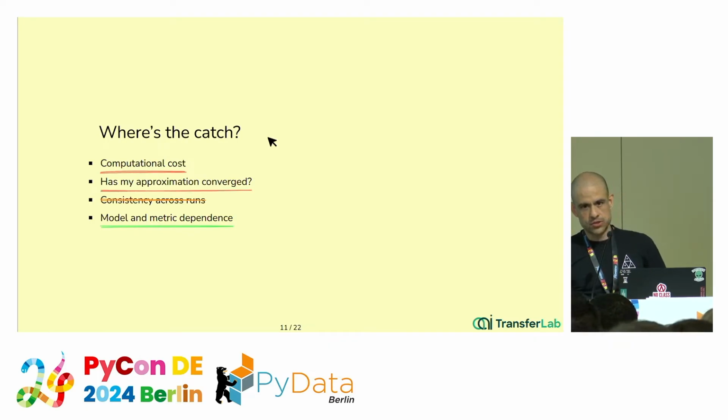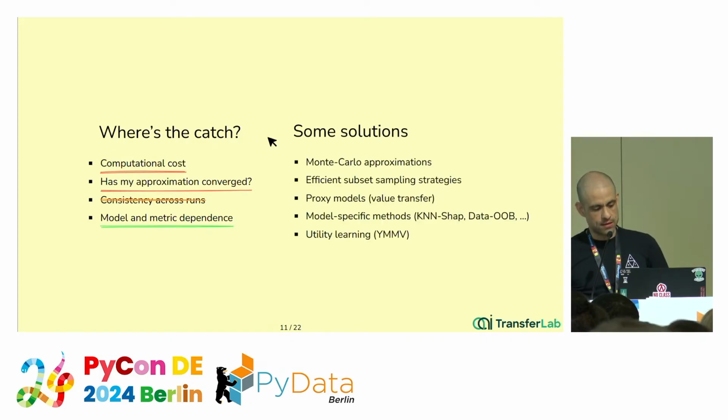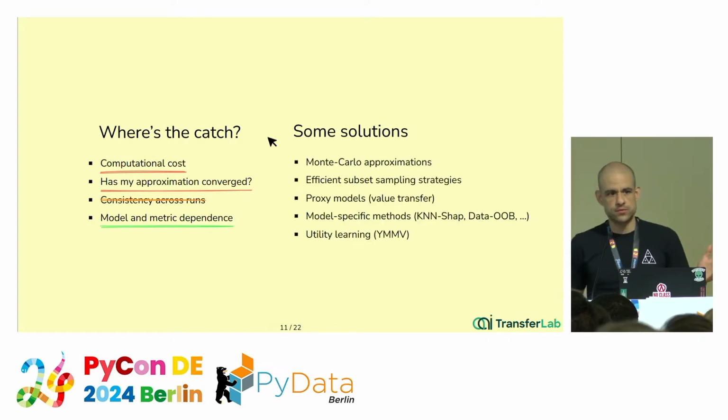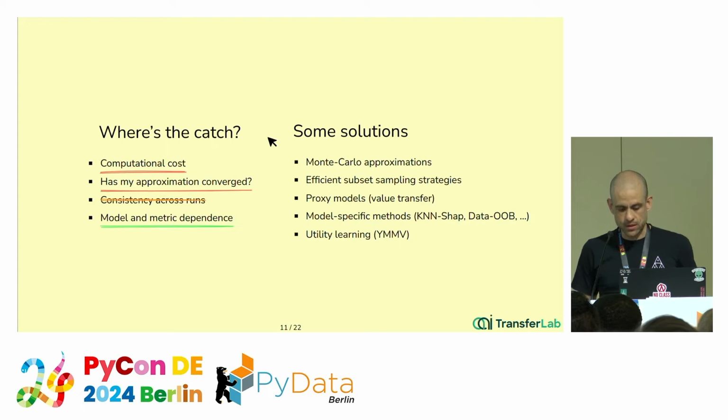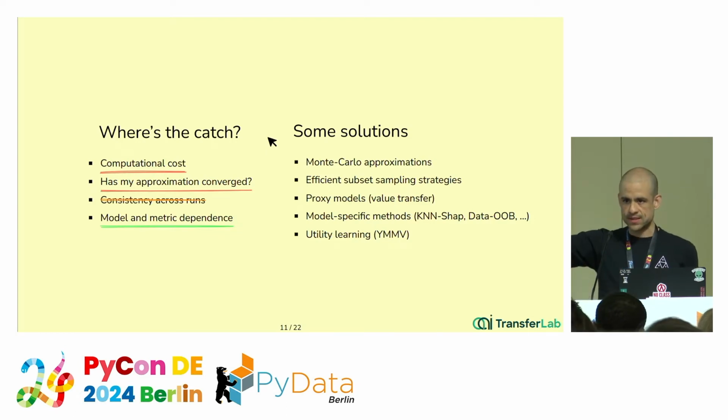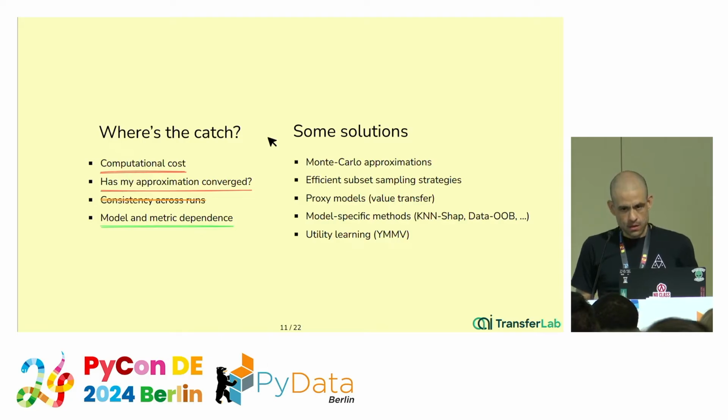So the 2 big issues are cost and convergence. And there are some solutions. Well, we have Monte Carlo, as we said. There are a bunch of sampling strategies and a lot of optimizations that help a lot, that reduce the exponential complexity and bring it down to O(n log n) and things like this.